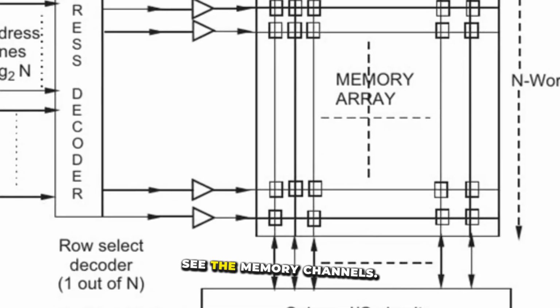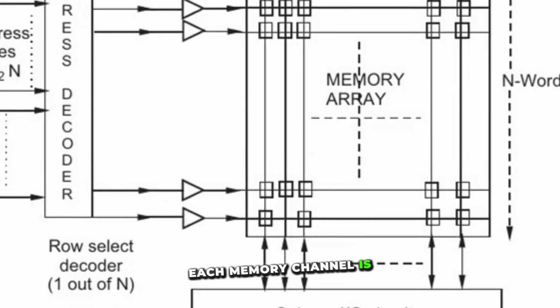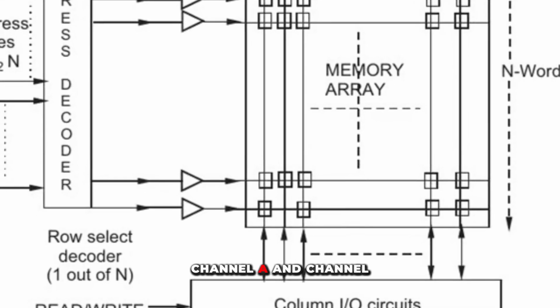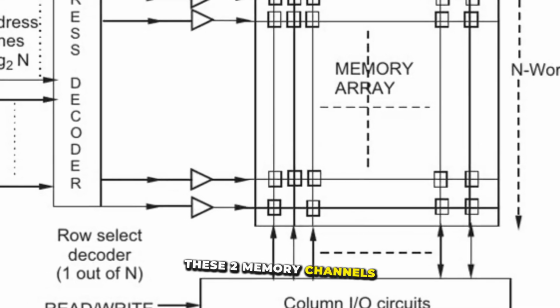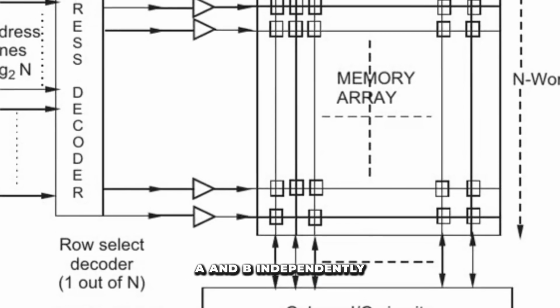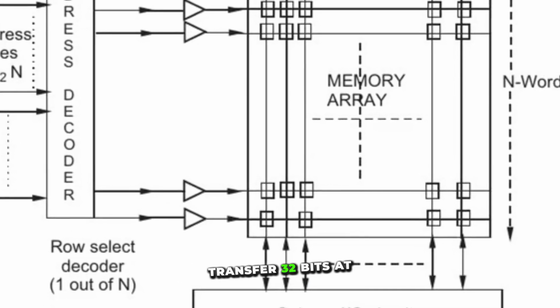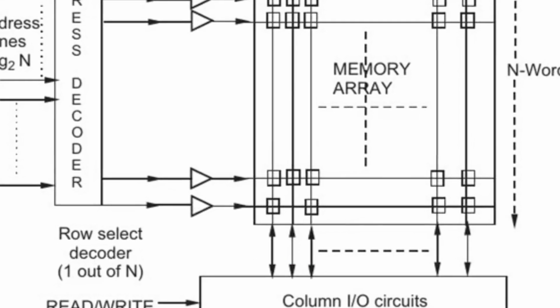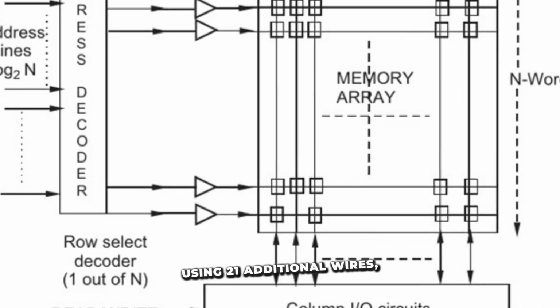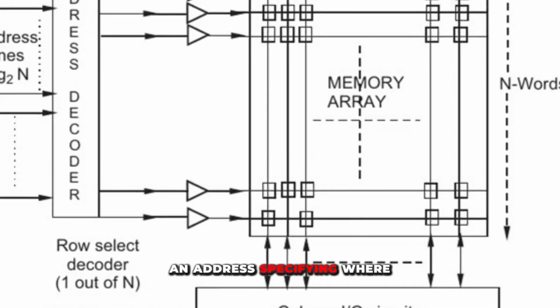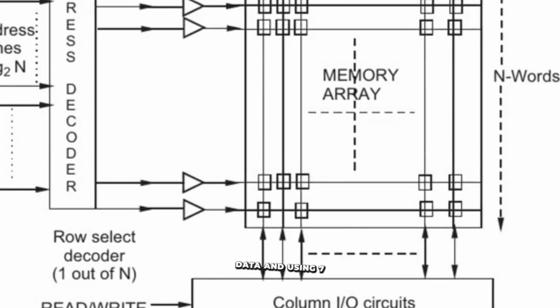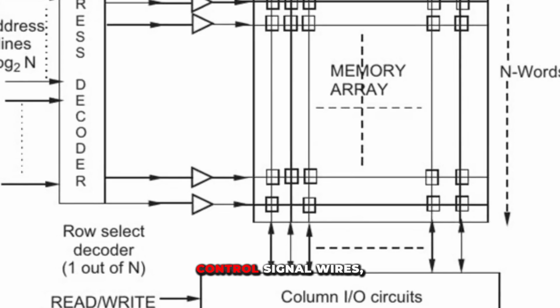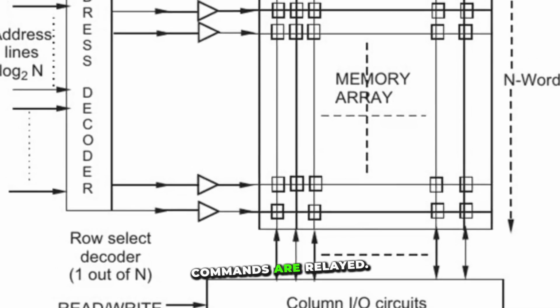Let's move back to see the memory channels. For DDR5, each memory channel is divided into 2 parts, channel A and channel B. These 2 memory channels, A and B, independently transfer 32 bits at a time using 32 data wires. Using 21 additional wires, each memory channel carries an address specifying where to read or write data, and using 7 control signal wires, commands are relayed.